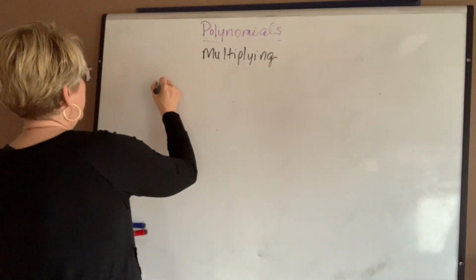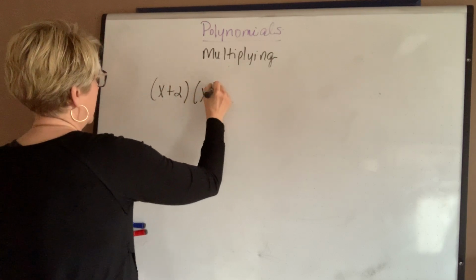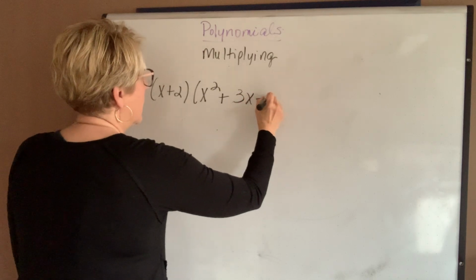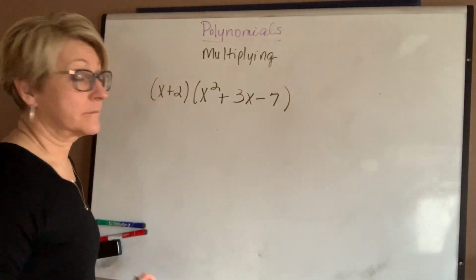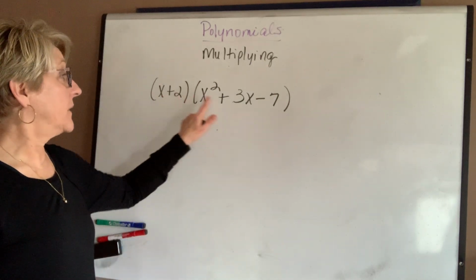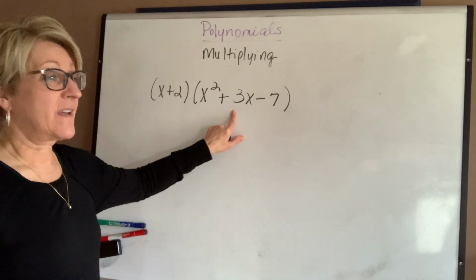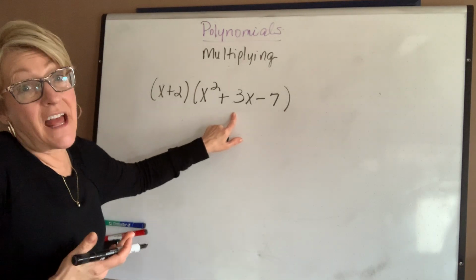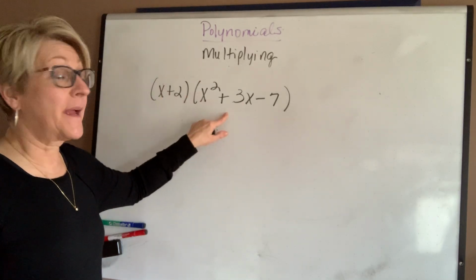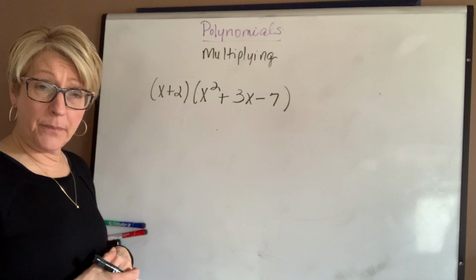Let's look at a little bigger problem. How is this different? This is a binomial times a trinomial. Okay. Now, there's a couple ways to set this up. This is not a FOIL. All right, FOIL is only what? Binomial times a binomial.